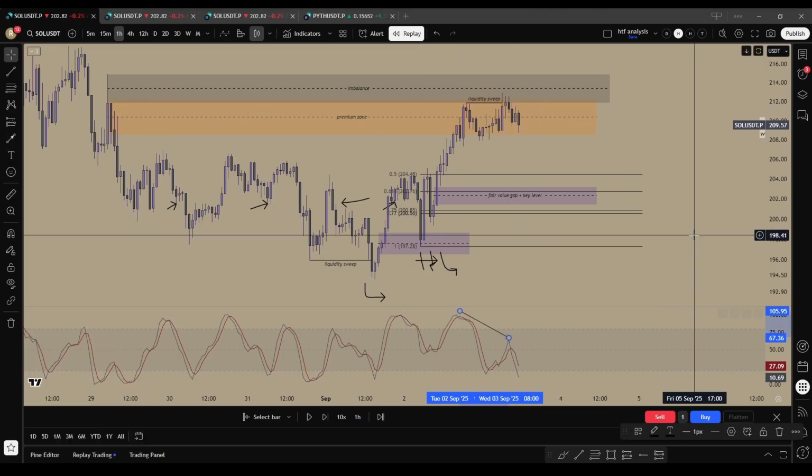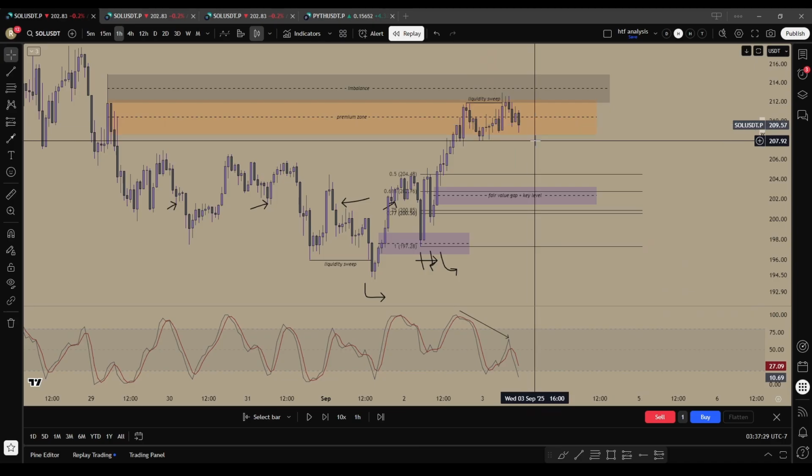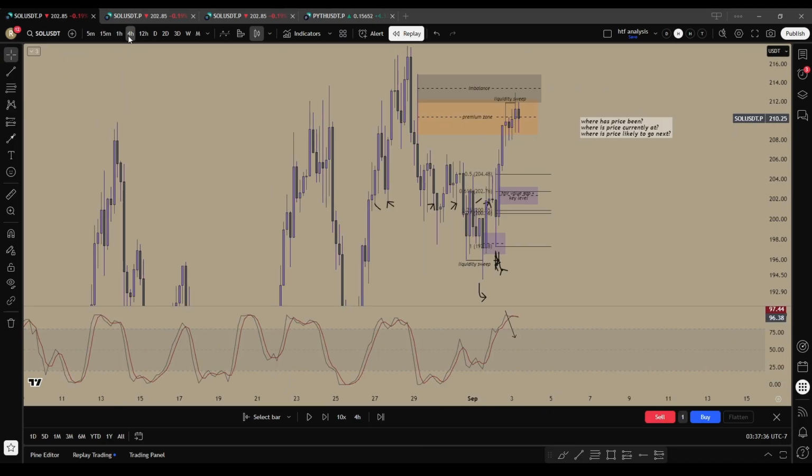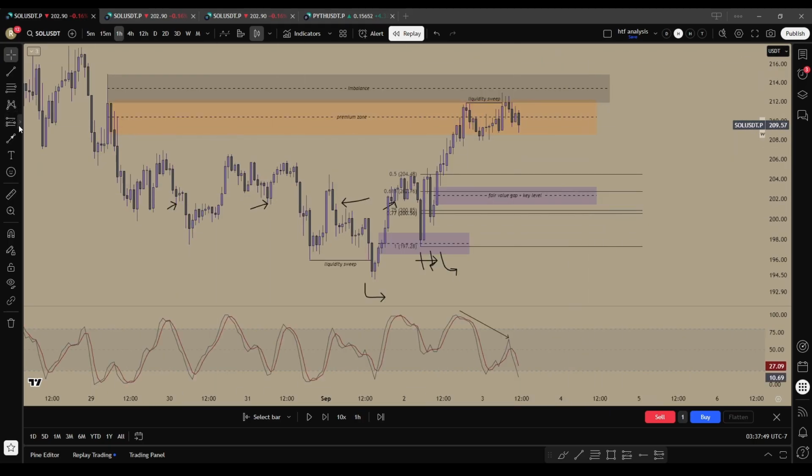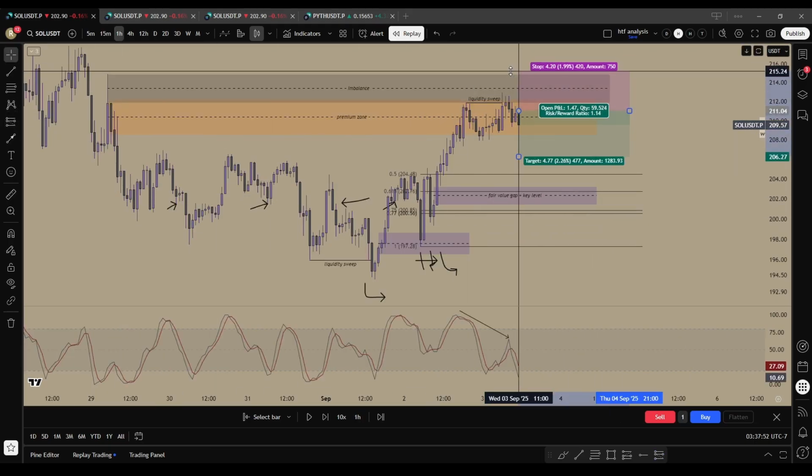Ideally, if this was going to reverse back down, it's going to reverse back down pretty soon. Now, if you look at the 4-hour time frame, we can see that the RSI is also overbought. So ideally, this is going to be the best time for price to start looking to go back down. If that's the case, I want to start taking my shorts somewhere here, stop loss above this imbalance.